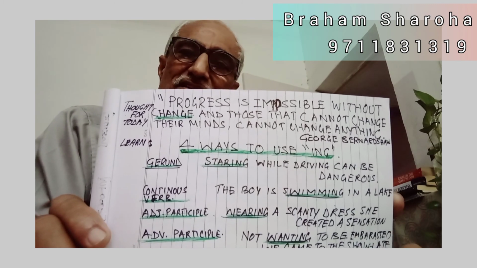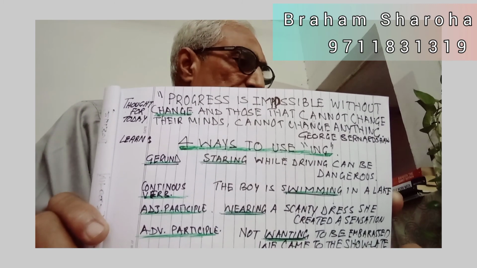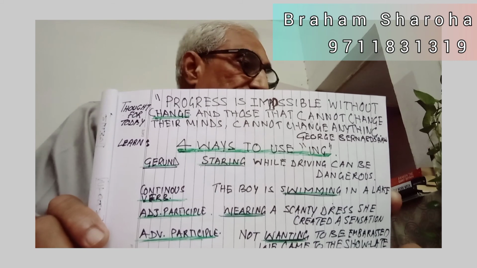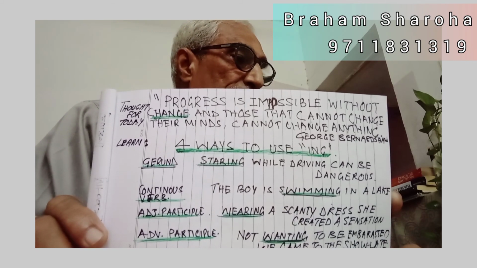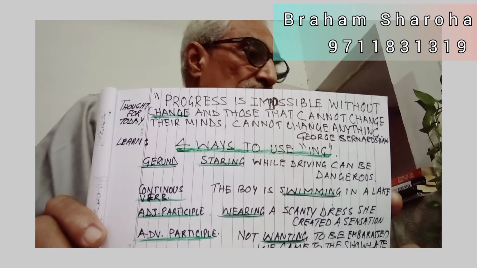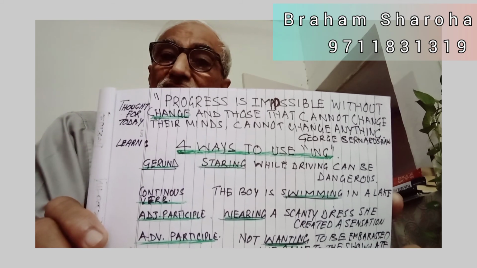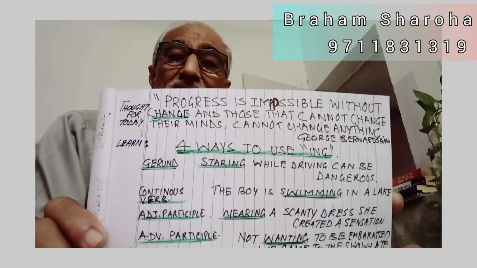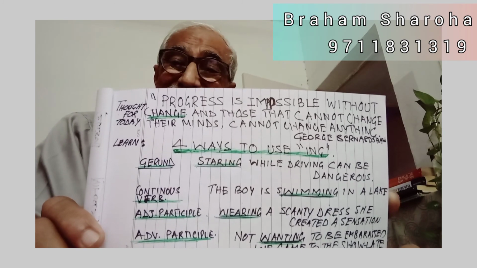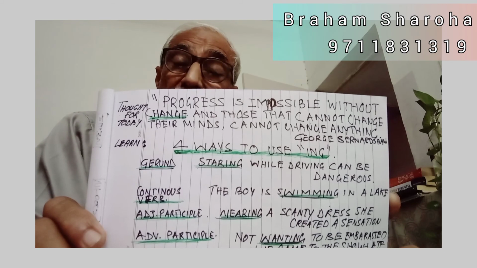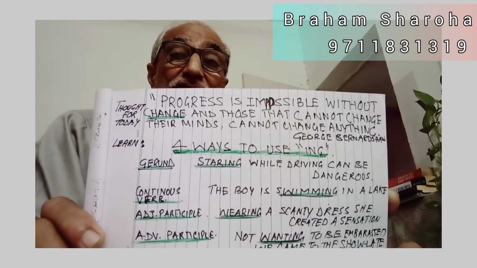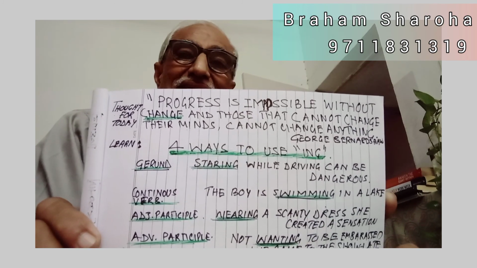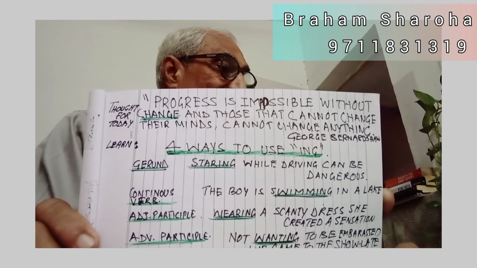The third one is the adjective participle. Now adjective participle, as the term suggests, talks about the adjective. Let's take an example: wearing a scanty dress, she created a sensation on the stage. Here, wearing represents a full sentence, like the person who was wearing a scanty dress. This sentence has been reduced to just one word, that is wearing, and it is the use of ing as an adjective.